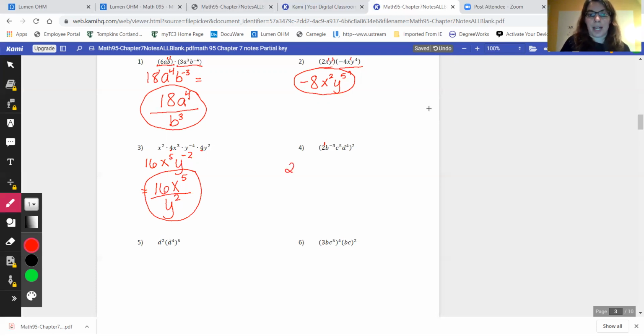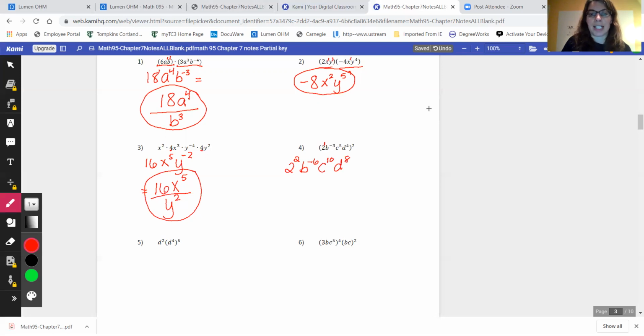So if we go ahead and do that, we're going to have 2 to the second power. 1 times 2 is 2. We're going to have b to the negative 6th power. We're going to have c to the 10th power. And we're going to have d to the 8th power. So just take a minute and make sure you see where all of those numbers came from. 2 to the second, b to the negative 6th, c to the 10th, d to the 8th, right? I multiply each of those.